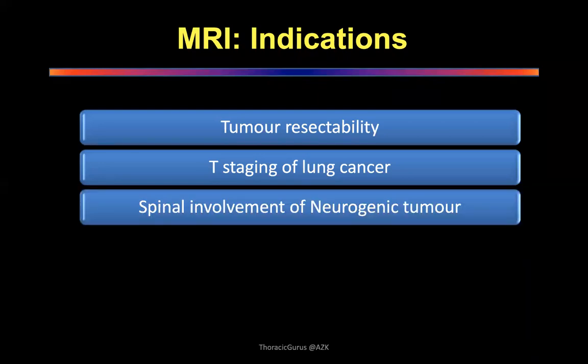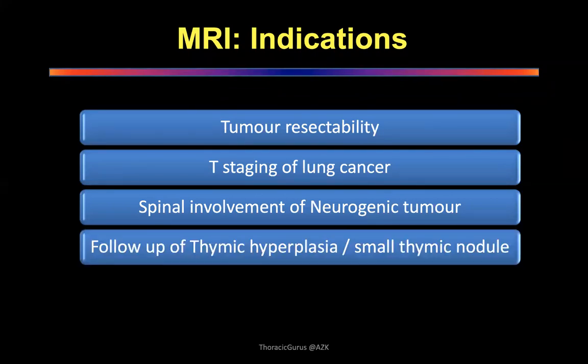It's very good for spinal involvement of neurogenic tumors, particularly for dumbbell tumors. At the back, you want to know whether the tumor is going into the vertebral canal or not. And it's great for follow-up of thymic hyperplasia or thymic nodules less than 1 centimeter. You do not want to operate on every single thymic nodule. So when you have a myasthenic or a non-myasthenic patient with a small thymic nodule and you don't want to operate, then next year you can repeat an MRI. An MRI is very sensitive, much more sensitive than a CT scan for the thymus.